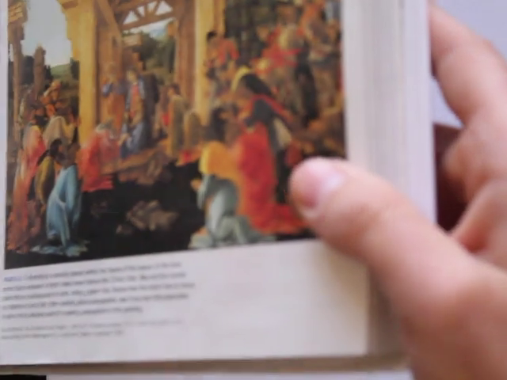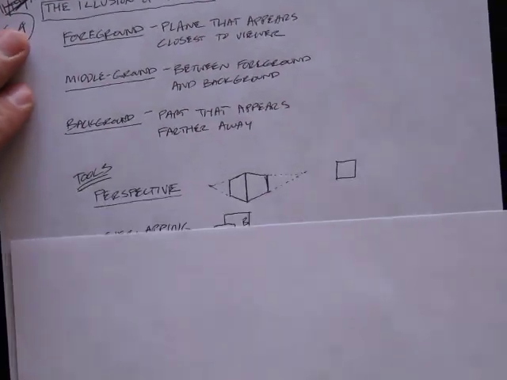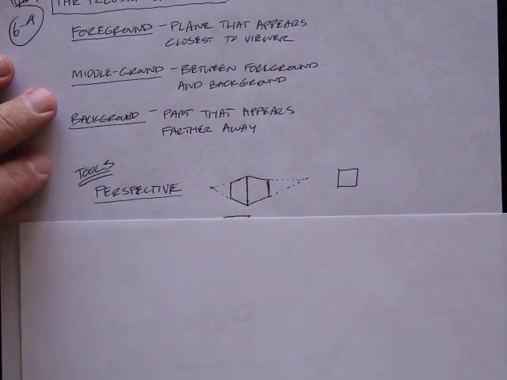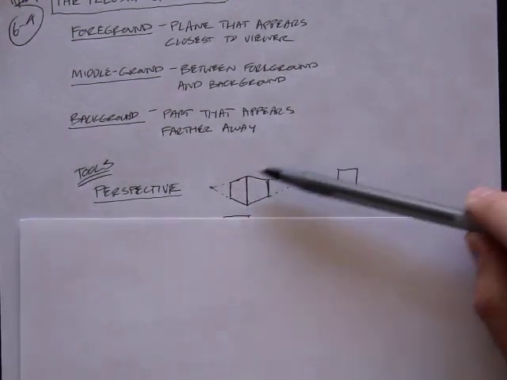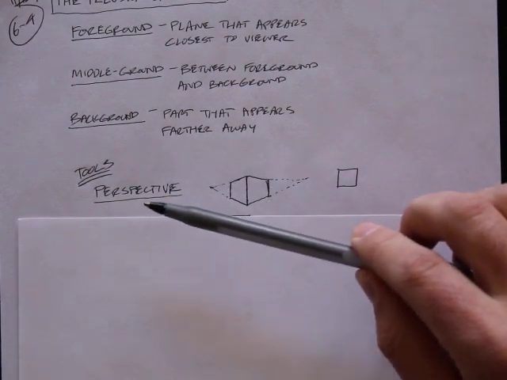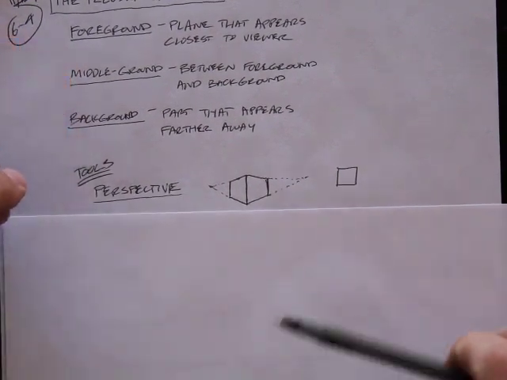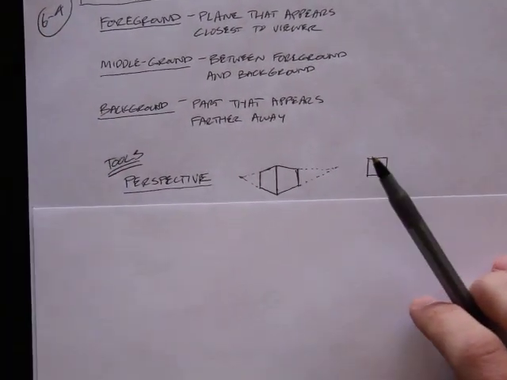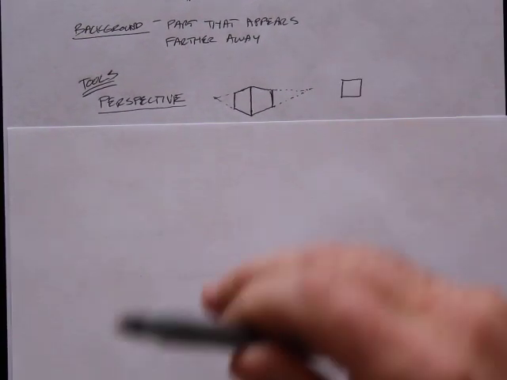All right, so those are some good examples of foreground, middle ground, and background. Let's look at the tools now. So the tools, I'm going to help draw some of these here just to help with this. So the tools that we're going to use are perspective. So the perspective is a big deal for helping you see the illusion of depth.